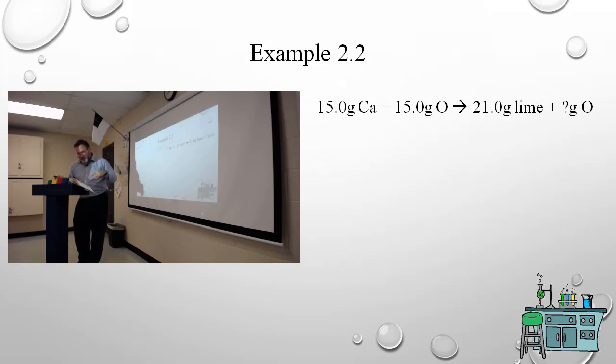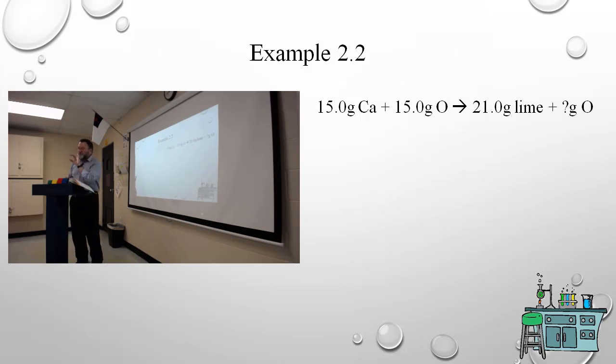Okay, I wrote lime up there. Along with the lime, there is also some leftover oxygen. Doesn't say how much, some. If the chemist wants to make 55 grams of lime and have no leftover oxygen or calcium, how much of each element should he use?